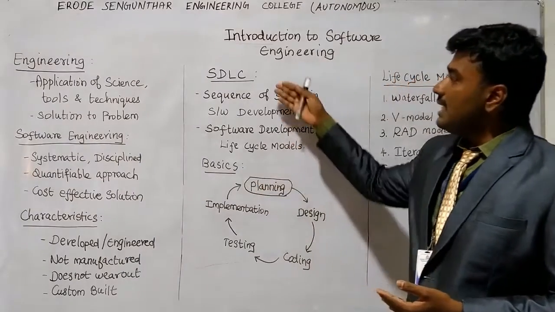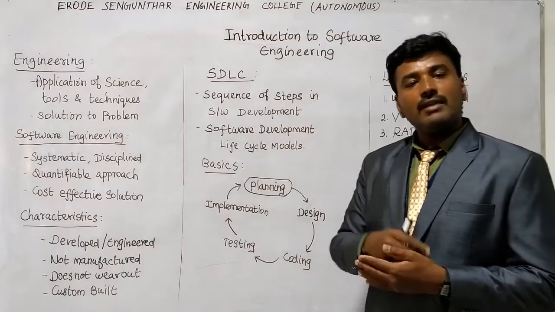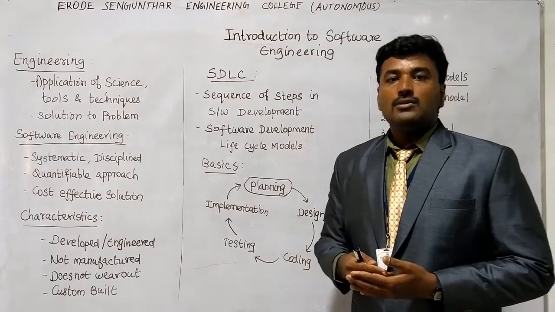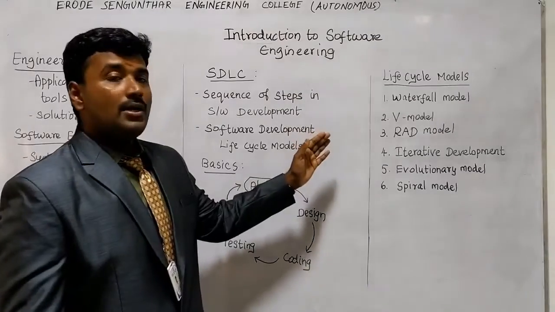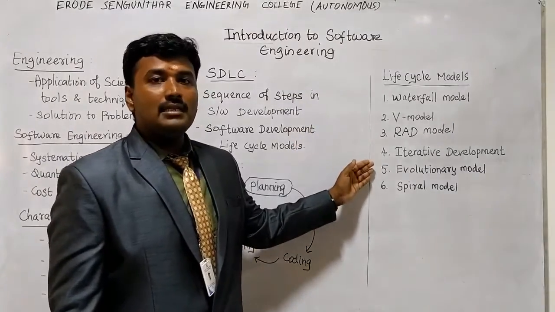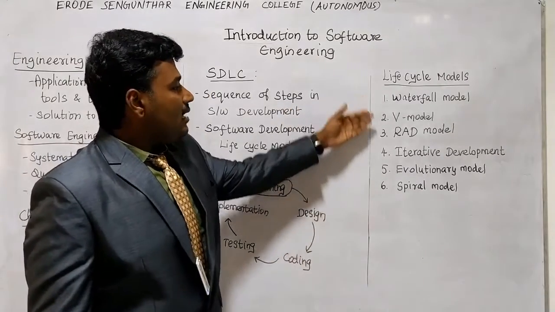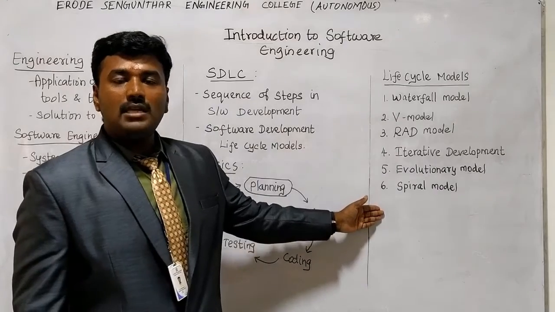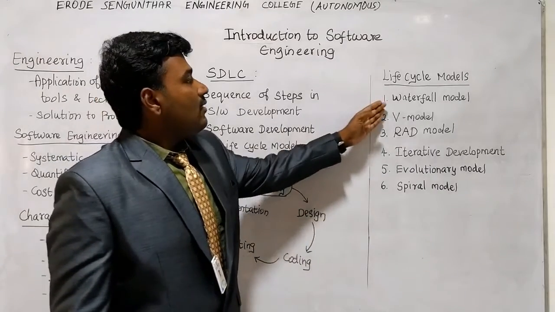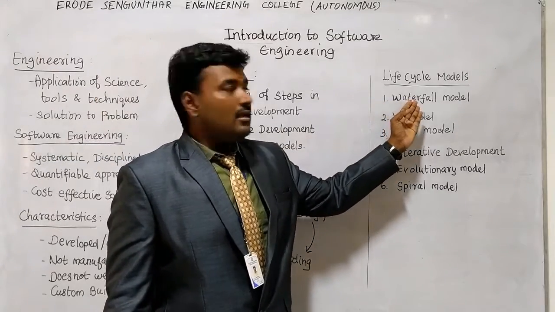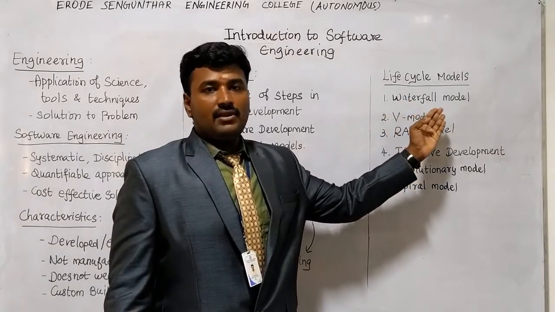So far we have said that SDLC is the software development life cycle model. Next we will move on to the set of life cycle models used in the process of developing software. Here are the different kinds of life cycle models we are going to discuss. The first model is the waterfall model, which is also called the linear sequential model.